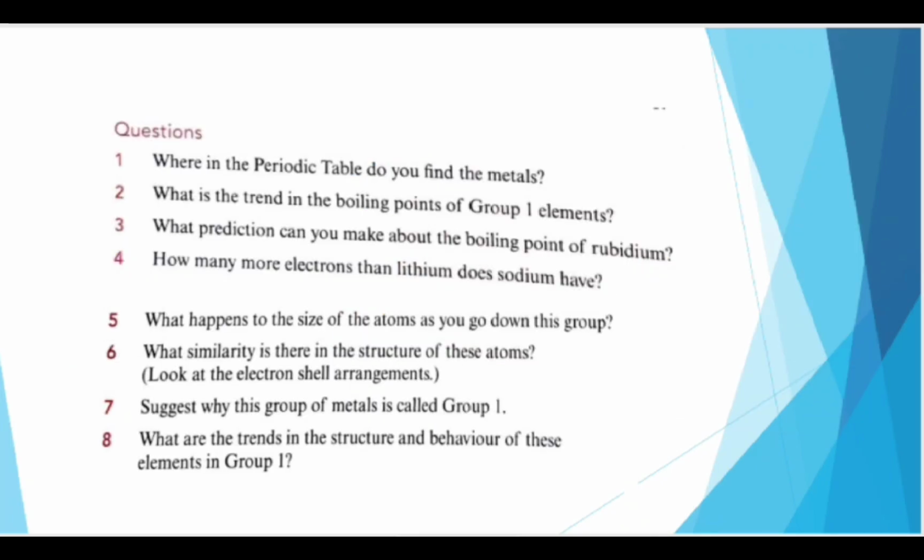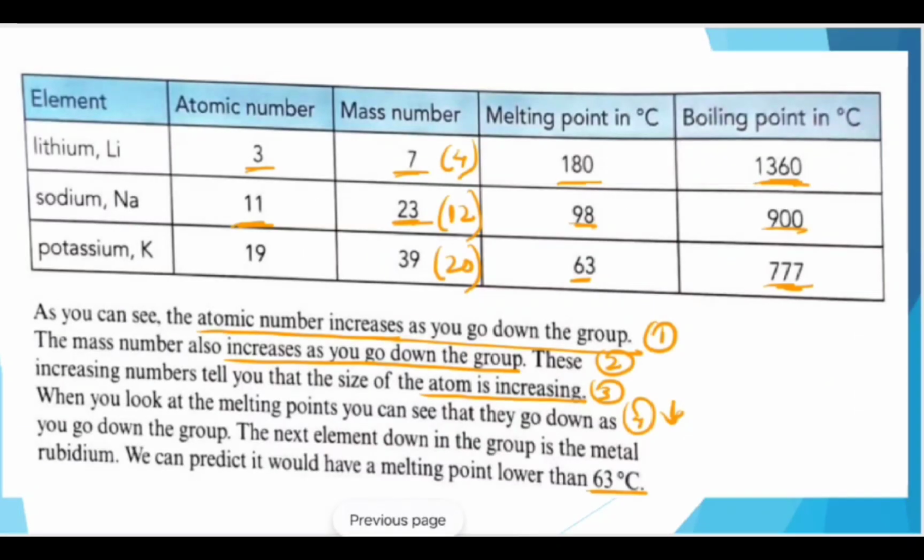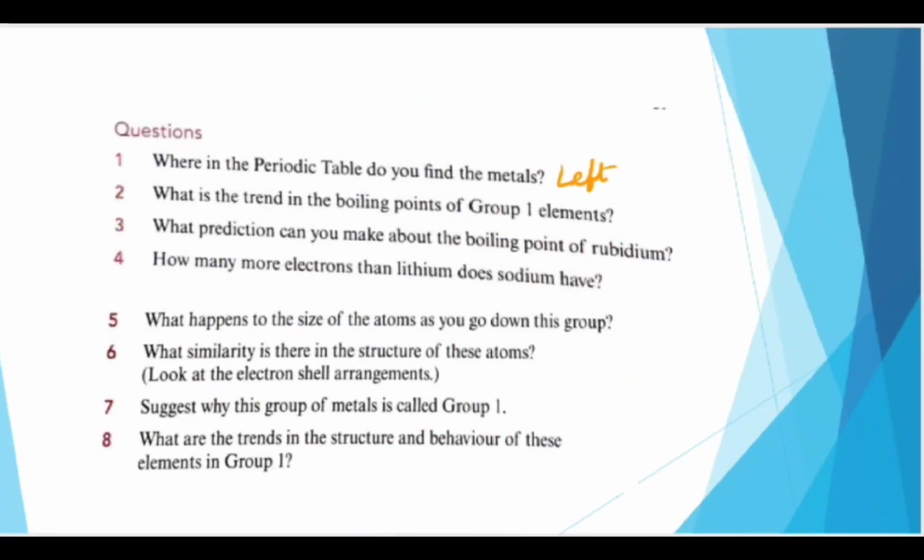Let's answer a few questions. Where in the periodic table do we find the metals? We find them on the left hand side of the periodic table. What is the trend in the boiling points of group 1 elements? Here, take a look. The boiling point decreases.